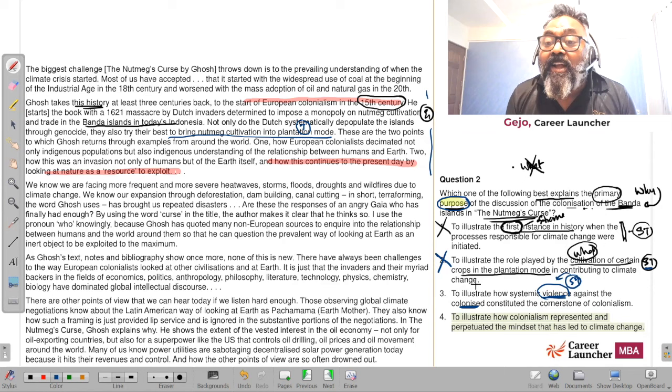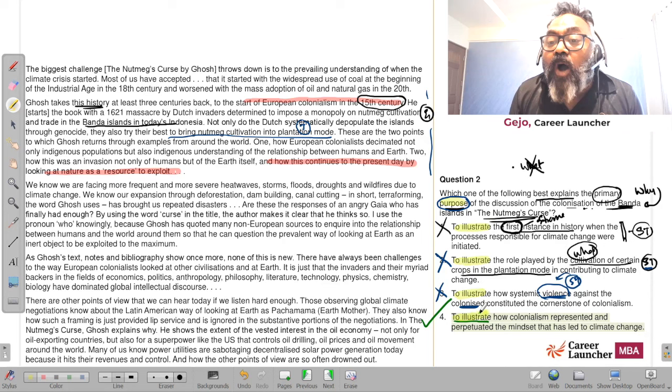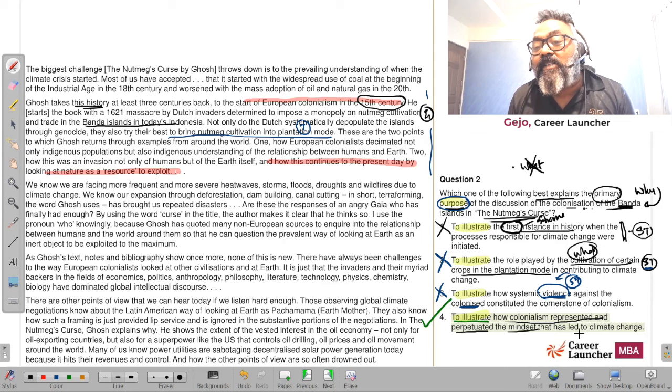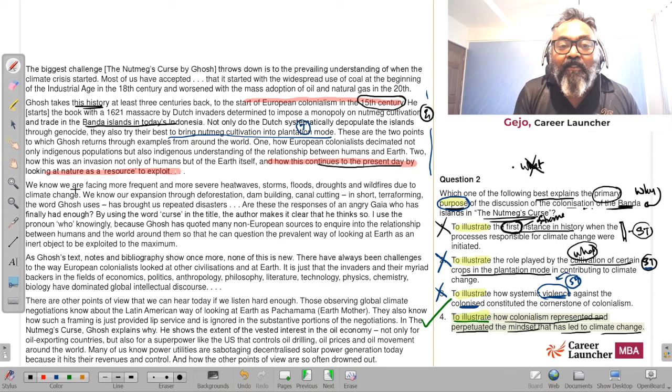What does illustration mean? Example. Now, all these answer choices are saying, look, what is being illustrated? To illustrate, how is this used as an example? What is the conclusion that is being drawn? The conclusion, absolutely, answer choice number one says, of colonialism represented and perpetuated the mindset that has led to climate change. There you go. Absolutely, this is the right point. The answer to this question is this.